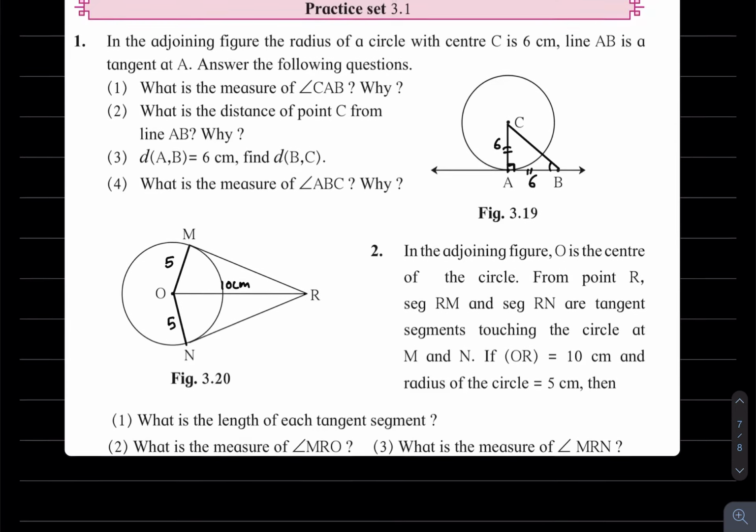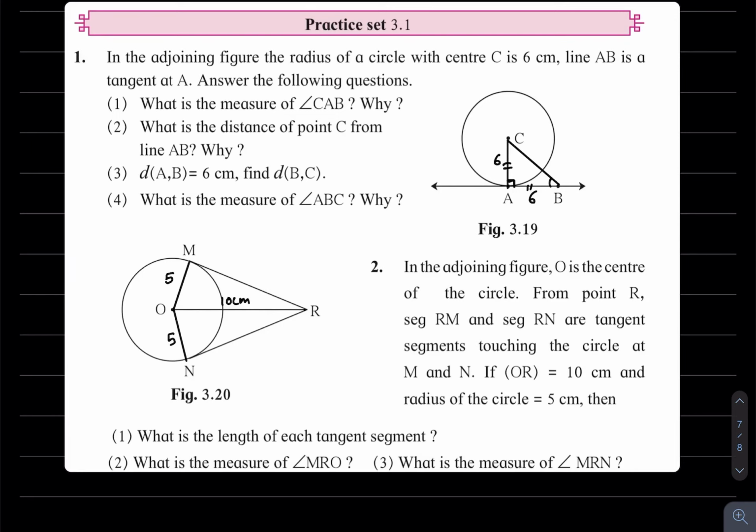So for today this is enough. Please go through the statements of the tangent theorem and tangent segment theorem, and then we will solve the next problems, third and fourth, and then we will go to the next concepts.